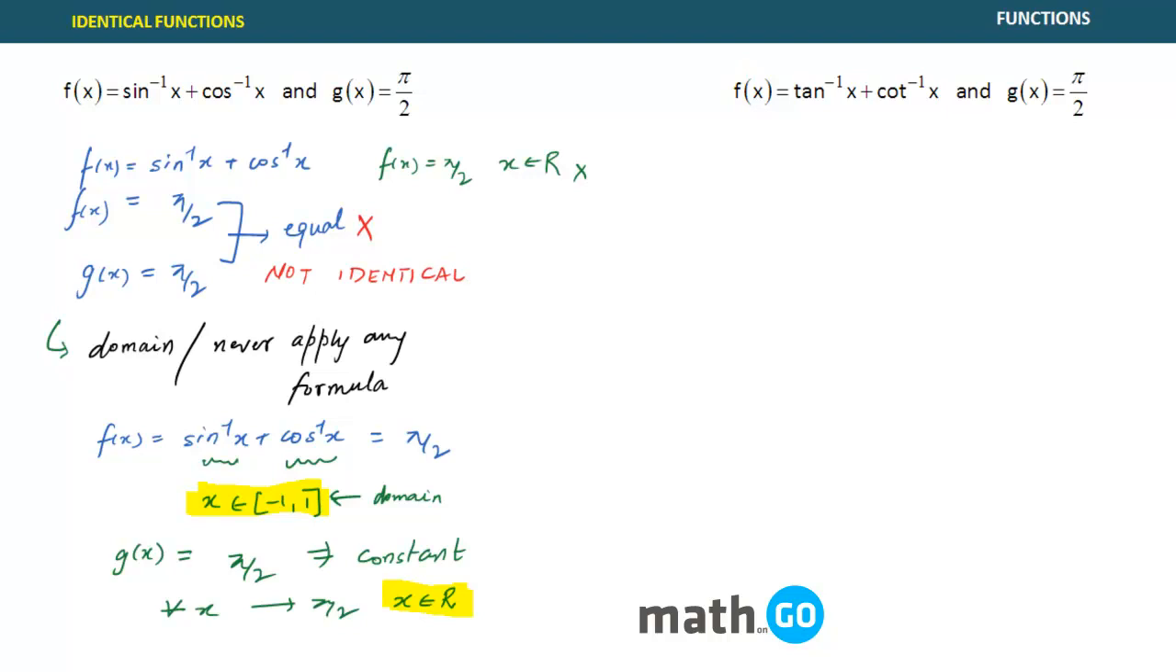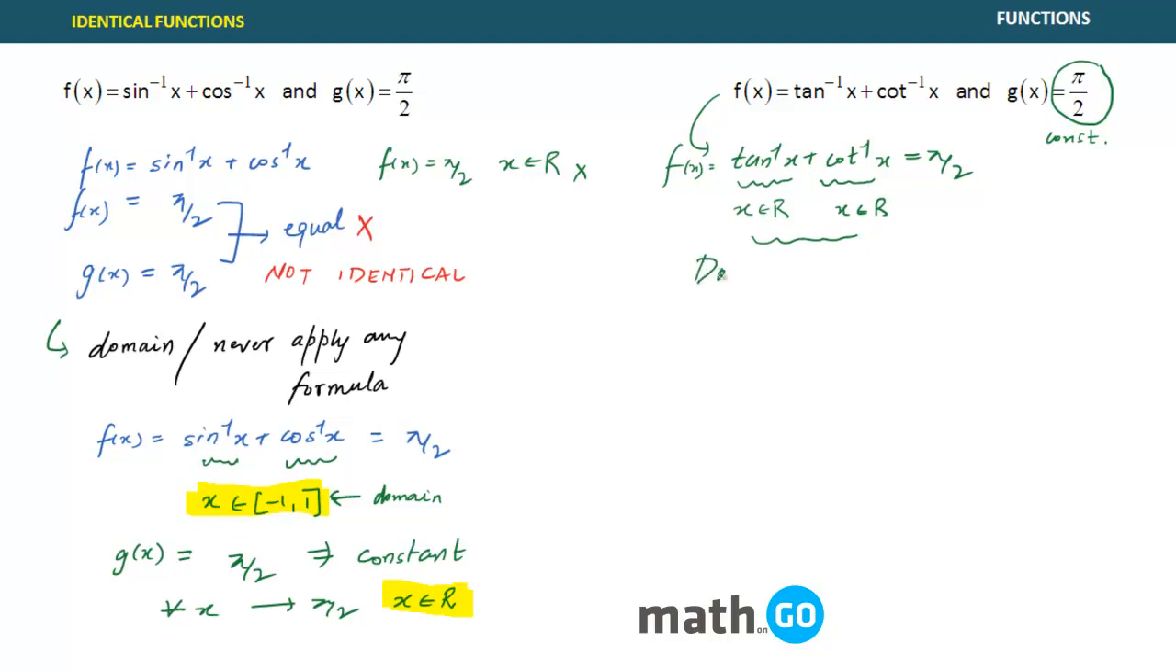Let's take another example. This time around, f is tan inverse x plus cot inverse x. We again know that this answer should be equal to pi by 2, which you see here as pi by 2. But this is a constant function, whereas f is not a constant function, though it will work as a constant function. This time, what is the domain of tan inverse x? Tan inverse x works for every value of x. Cot inverse x also works for every value of x. So what is the net domain of this f function? The domain of f is nothing but x belongs to R. Now you can convert and say that under this range f(x) is nothing but pi by 2, and also g(x) is equal to pi by 2 for x belonging to R.